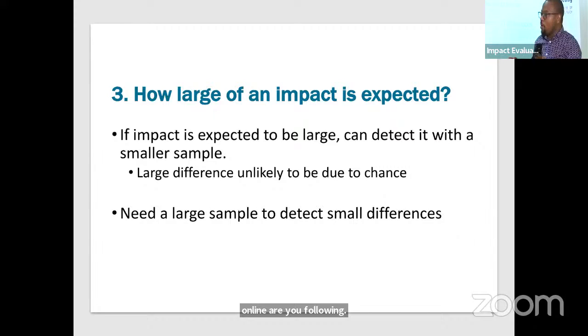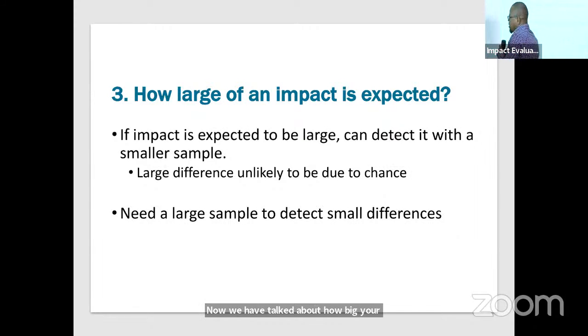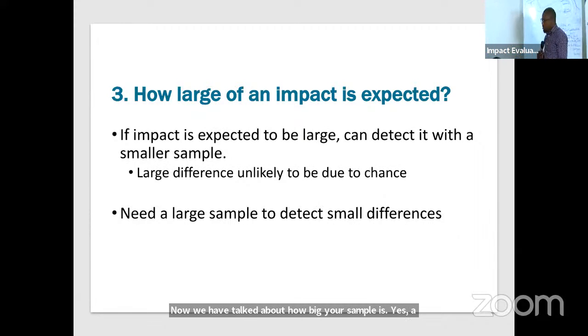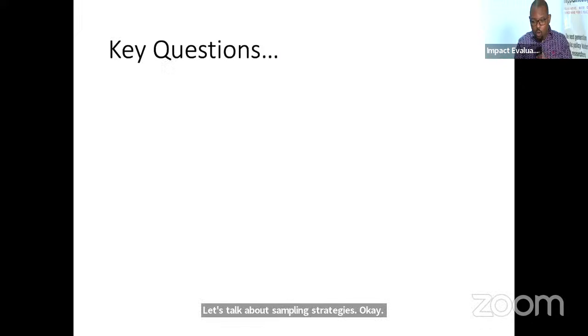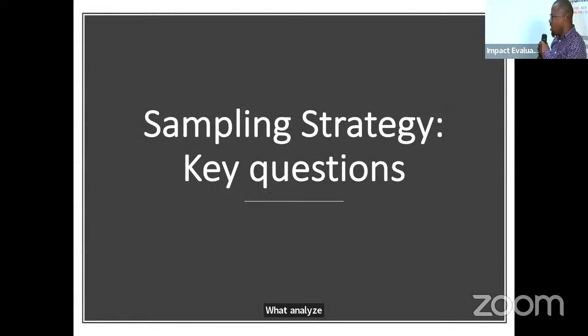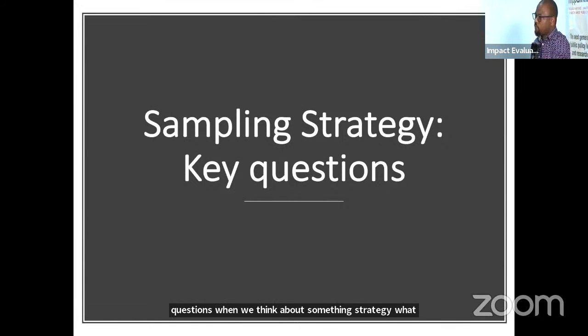Now, we have talked about how big your sample is. Let's take a detour, kidogo, a little bit. Let's talk about sampling strategies. What underlies sampling strategies? What are the key questions when we think about sampling strategy? Which strategy should I use? When you're doing an evaluation and you're wondering, should I use simple random sampling, or whatever strategy you want to use, which one should I use? What are the key questions?